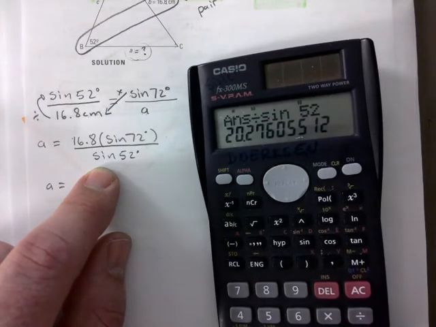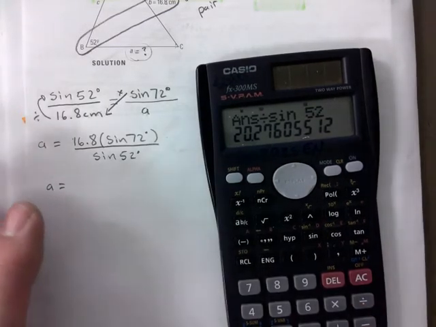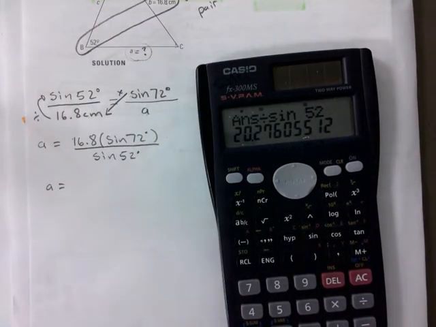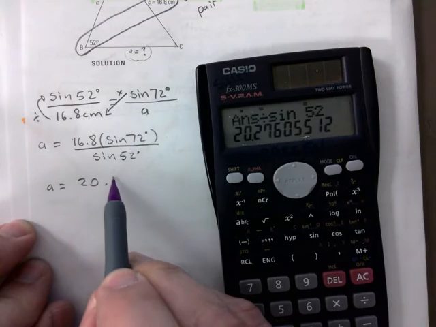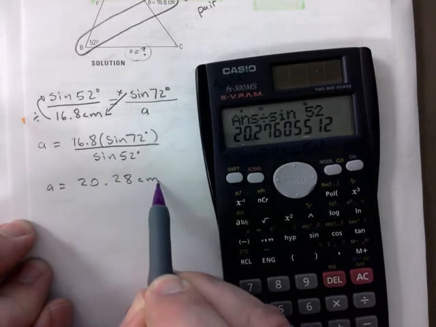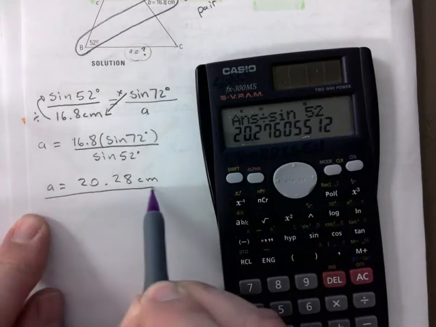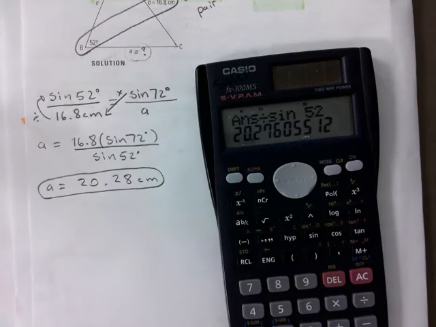And this is what you should be getting. So try it. 20.28, right? Okay. I always round to 2 decimals. And we are in centimeters because my side length is in centimeters. You've just solved for one of the sides.